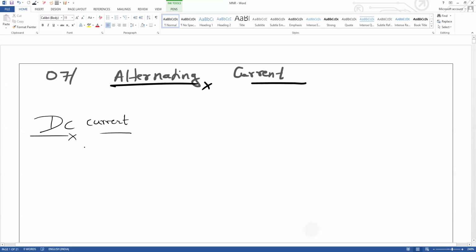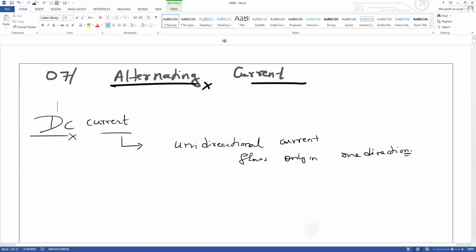First, I'll go with the DC current. DC current means it goes in a unidirectional manner, only in a single direction. So it flows in only one direction, either positive or negative.